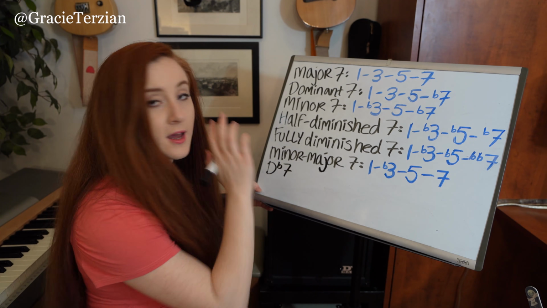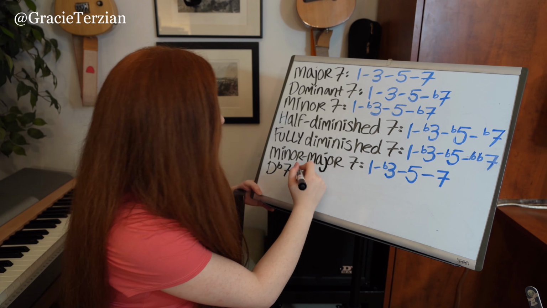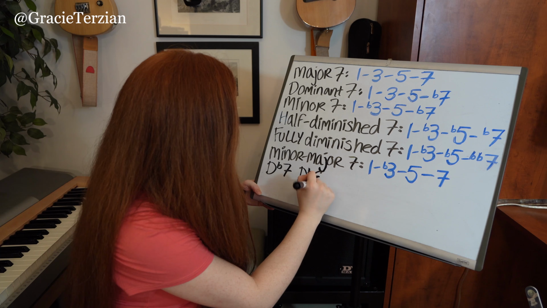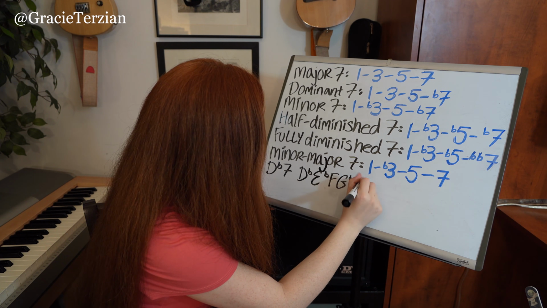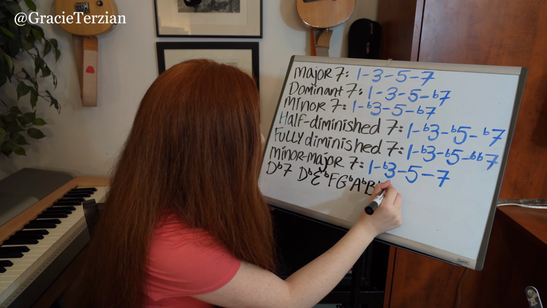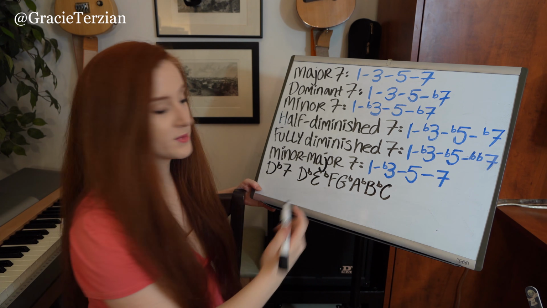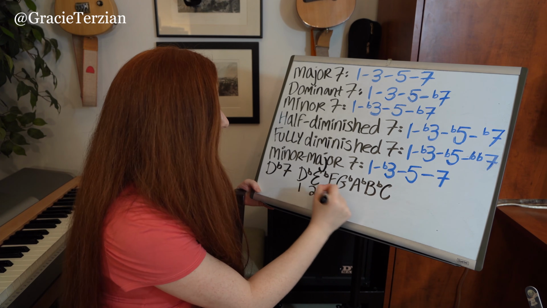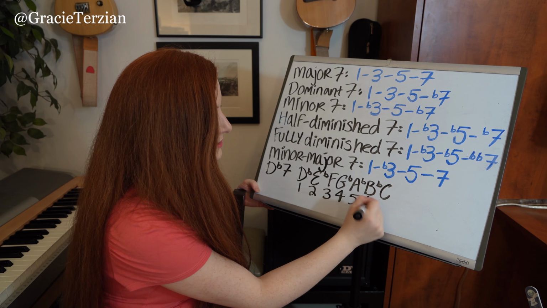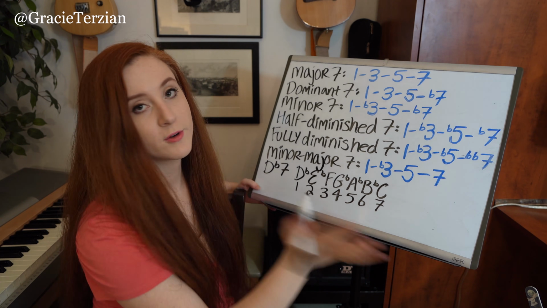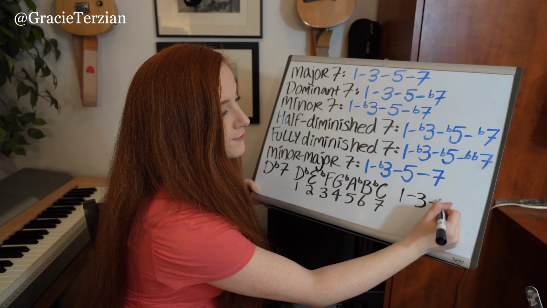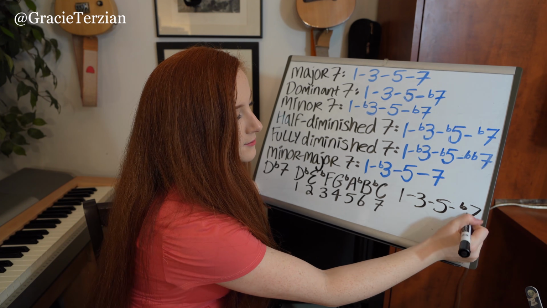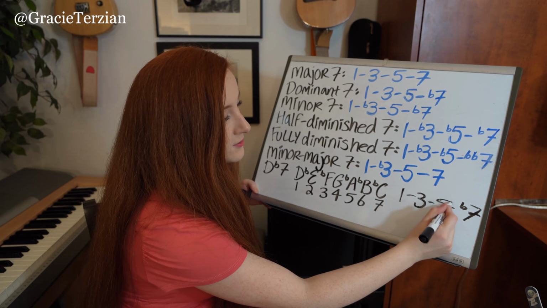And so first let's write out our D flat major scale, okay? D flat, E flat, F, G flat, A flat, B flat, C, okay? And then I'm gonna number my scale, 1, 2, 3, 4, 5, 6, and 7. Okay, so I'm going to write down the formula for a dominant 7 chord. So that's 1, 3, 5, and flat 7, right? Then let's plug in the notes into the numbers.